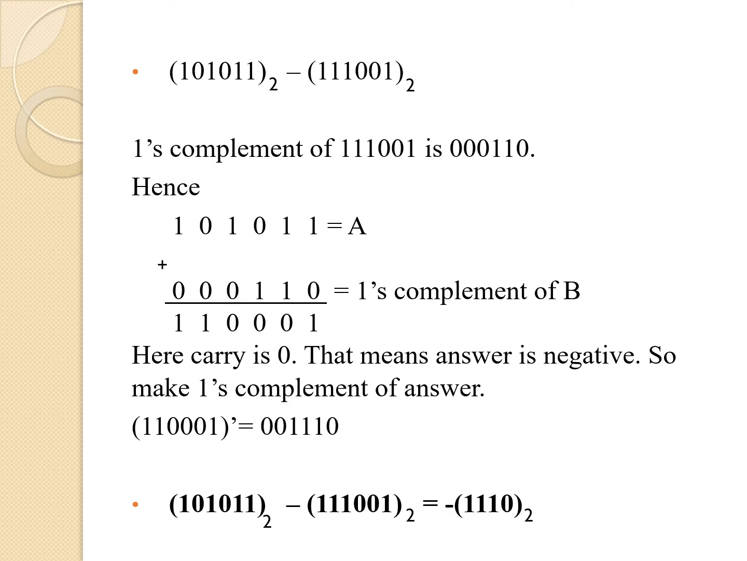Next example is 101011 minus 111001. Find out the 1's complement of b, add it into a. If the carry is 0, that means the answer is negative, and if you get a negative answer, take the 1's complement of the answer. To get the final answer, the sign will be negative.